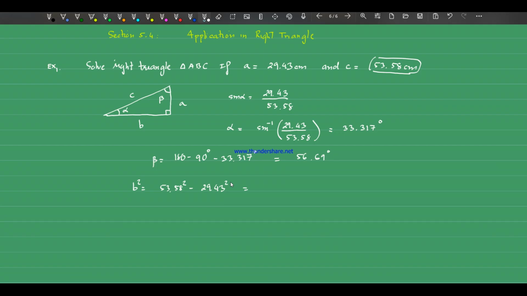Okay, just go ahead and put it in. Square 29.43 square. Okay, so I go ahead and take the square root of that. So I have 2004.69, and you take the square root of that, and the B will be 44.77 centimeters. And of course, don't forget the unit.